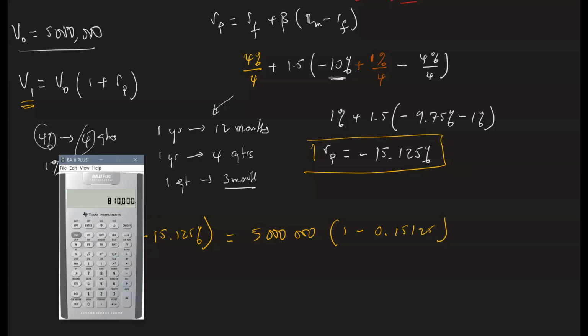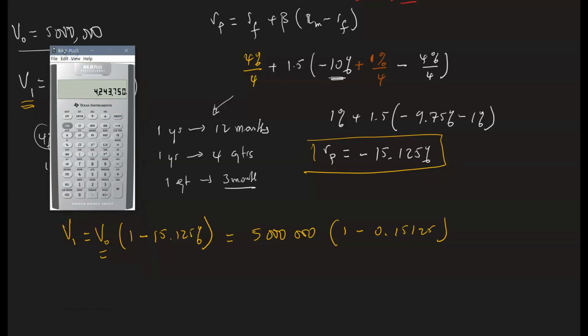Now let's pull up our financial calculator and do this. It's going to be 1 minus 0.15, multiply this by 5 million. So the value of our portfolio after losing 15% is going to be 4,243,750.